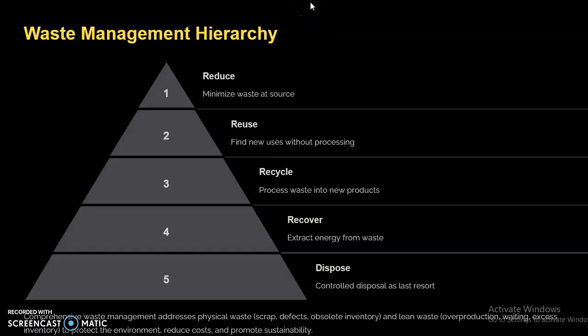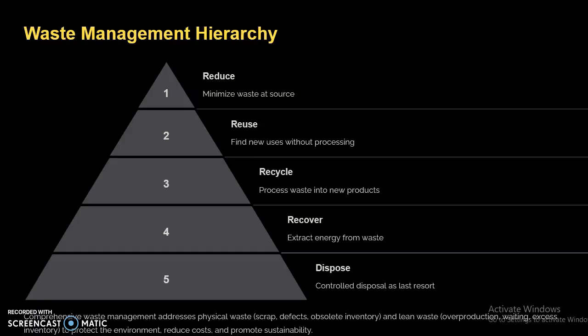The last one is the waste management hierarchy. The hierarchy of waste management is: reduce, reuse, recycle, recover and dispose. Reduce means try to minimize the waste at the source itself. Reuse means find new uses of the waste without processing. Recycle is to process the waste into new products. Recover means extract energy from the waste. At last, if we are not able to do any of the above, we have to dispose the material.